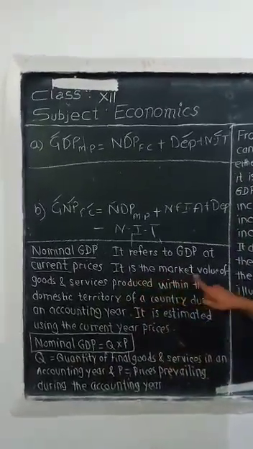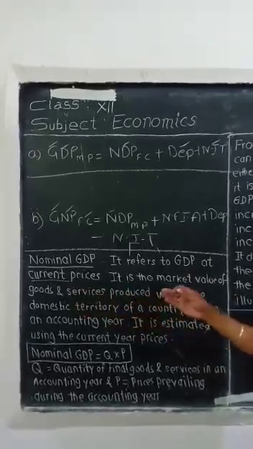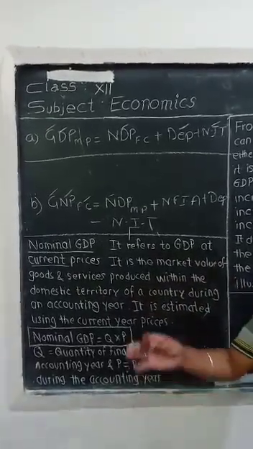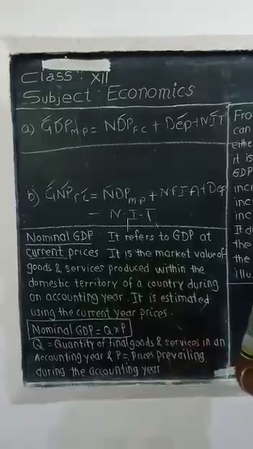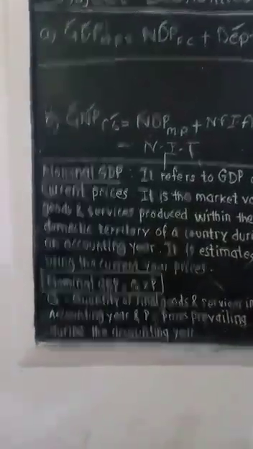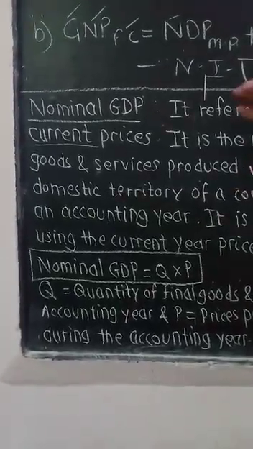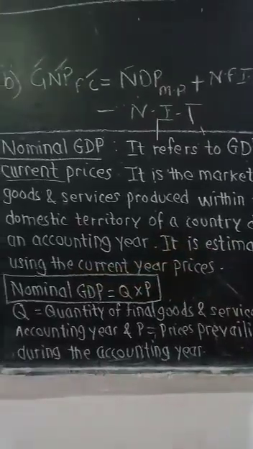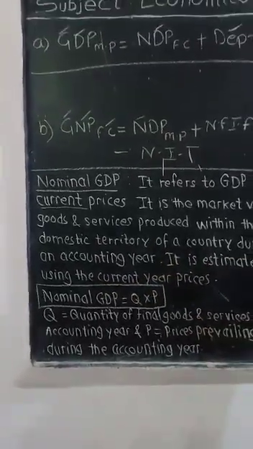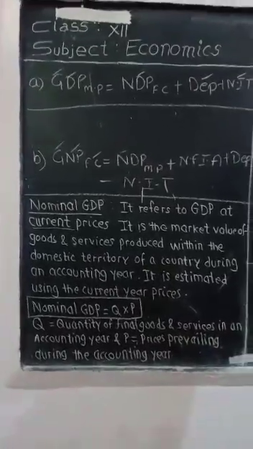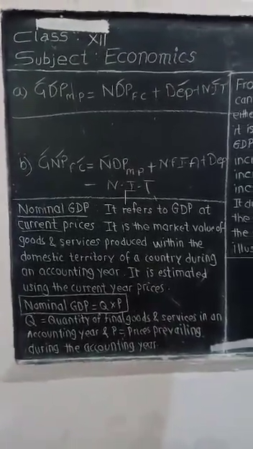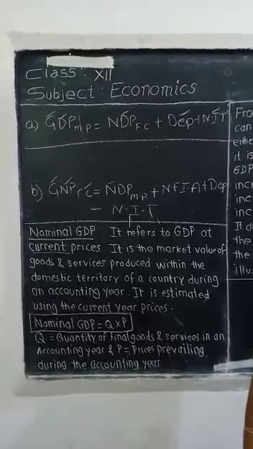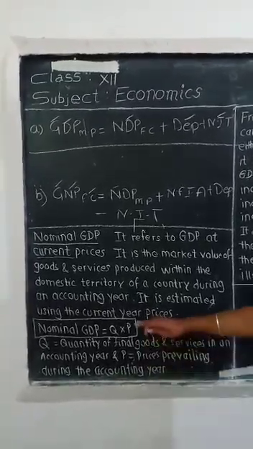It is the market value of goods and services produced within the domestic territory of a country during an accounting year. That is called GDP at current prices, that is nominal GDP. So it is estimated using the current year prices. Let's say the price of a biscuit is 10 rupees, so 10 rupees is the current price. Earlier, 5 years ago, the price of that biscuit was, let's say, 7 rupees. That is the base price, but we are talking about the current prices.